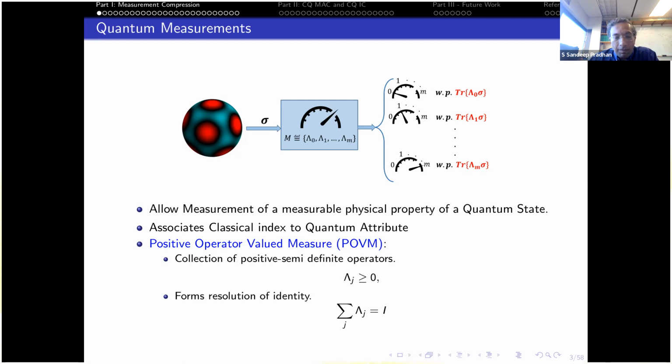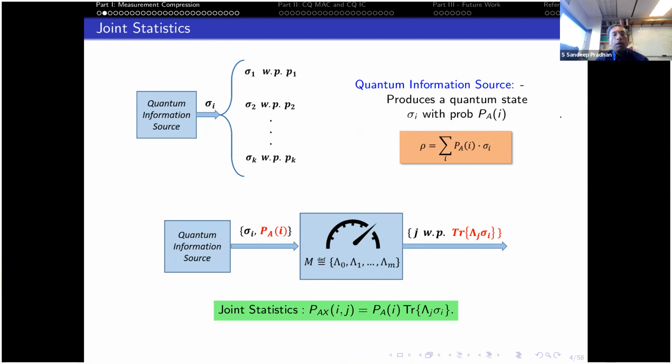Now we can talk about storing or transmission of these measurement outcomes. How do you do that? For that, we want to model a quantum information source. There are multiple ways of doing that, and one approach is something like this. Let us say we have a quantum source which outputs a state with density operator sigma I with some probability pA of I. Then we do the measurement and we get some outputs J with certain probabilities.